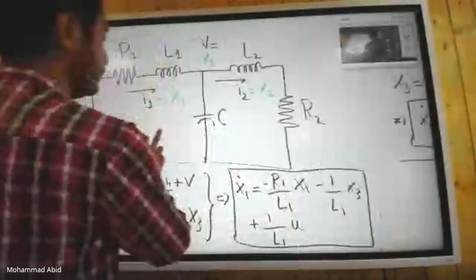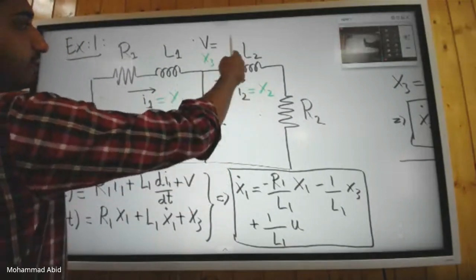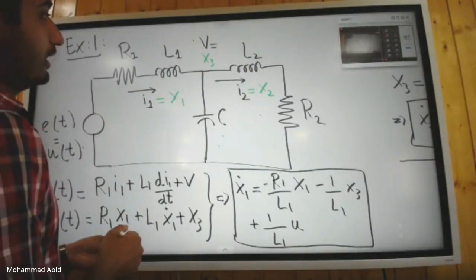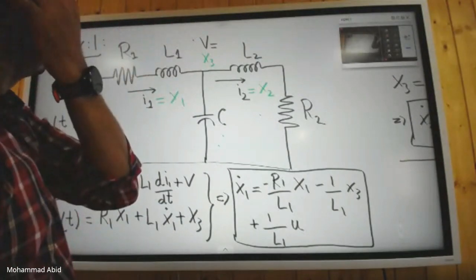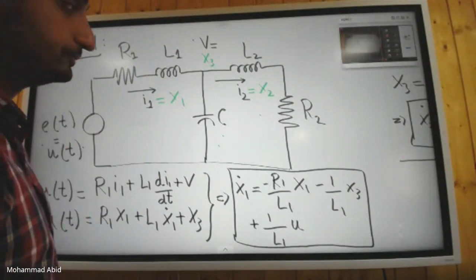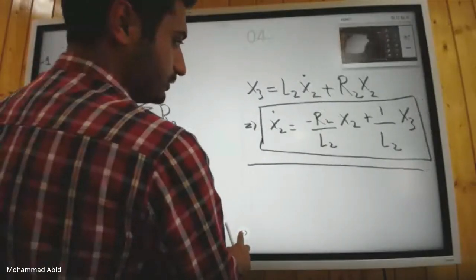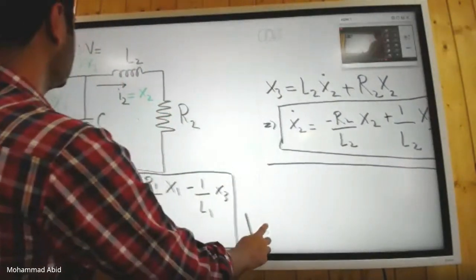What have we applied so far? KVL in this branch, KVL in this branch. Okay. How can we get the derivative of X3? Any idea? By applying the equation on the capacitor. I1 minus I2, sir. Yes. In circuit analysis, there are a couple of ways you can do it.